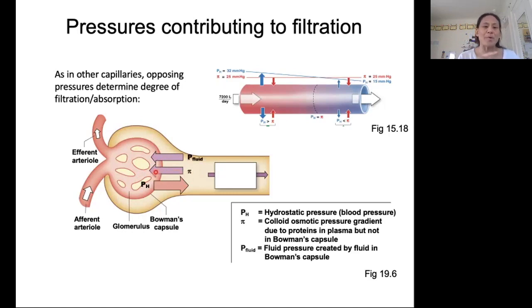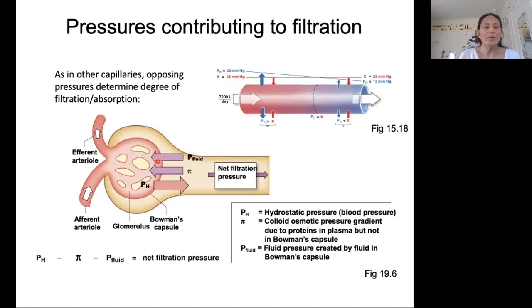Finally, this is the one pressure that we didn't see in the other capillaries in our bodies. We have this quantity, P fluid, which is the hydrostatic pressure of the fluid that is in Bowman's capsule. So that hydrostatic pressure is the pressure of the filtrate pushing against the walls of Bowman's capsule, and that is going to have a tendency to push fluid back in towards the glomerulus.